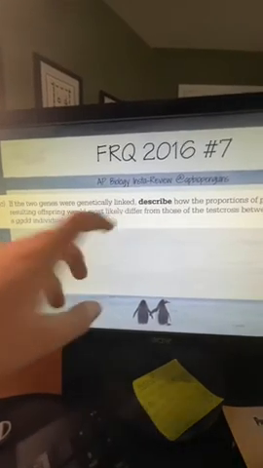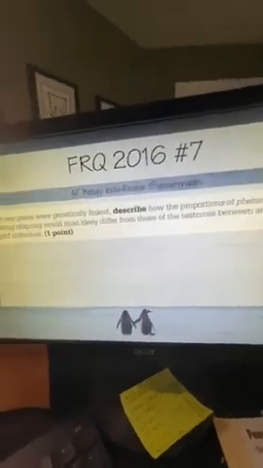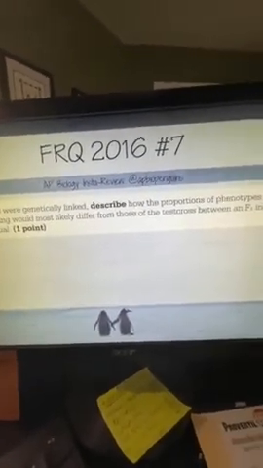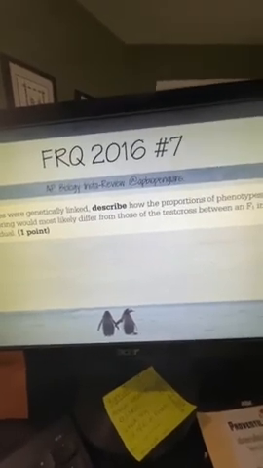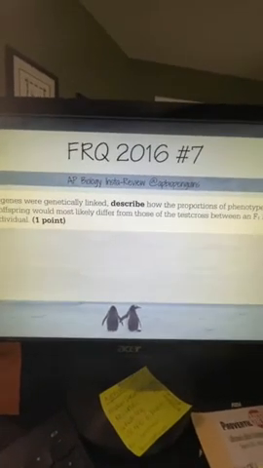Part C is taking into account our linked traits, right? So if the two genes are genetically linked, so they're linked together, they're on the same chromosome together, describe how the proportions of phenotypes of the resulting offspring would have differed from those from the test cross. So we found our test cross would have had basically equals of all the different options, right? But because they're linked together, it means they're on the same chromosome. So if you get the chromosome with the green allele, you're going to also get the chromosome with the dwarf allele. If you get the chromosome with the purple allele, you're also going to get the tall allele, okay?